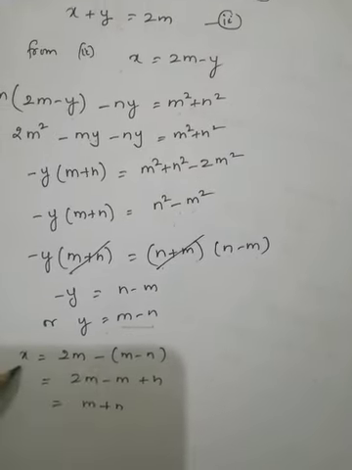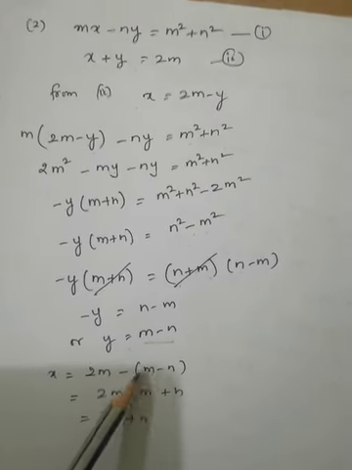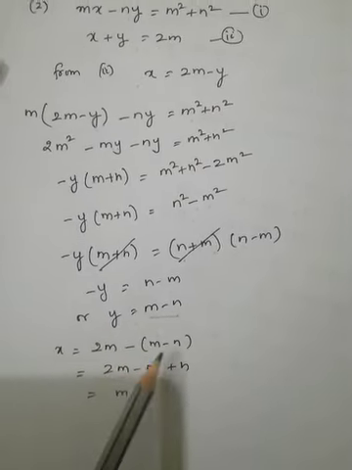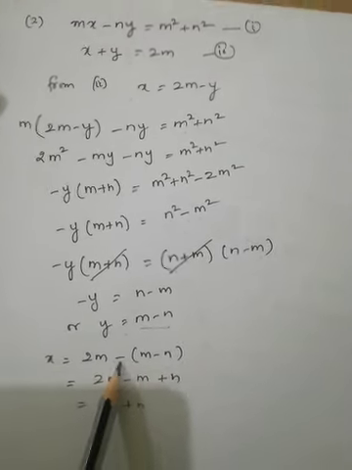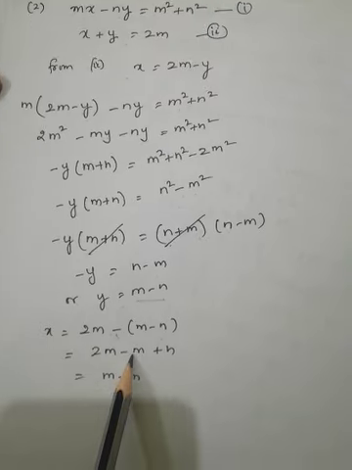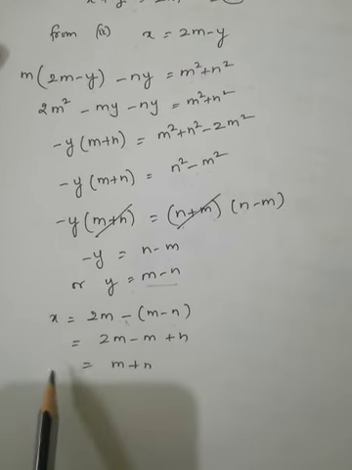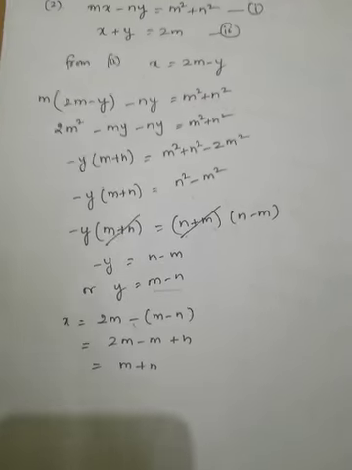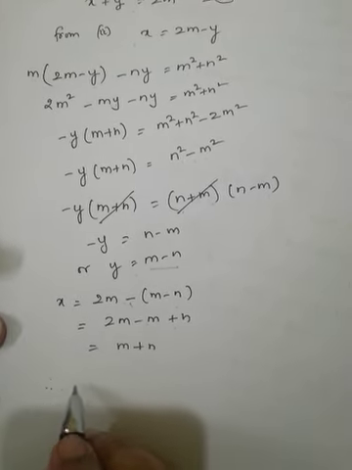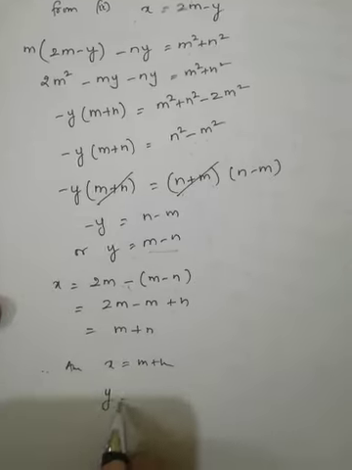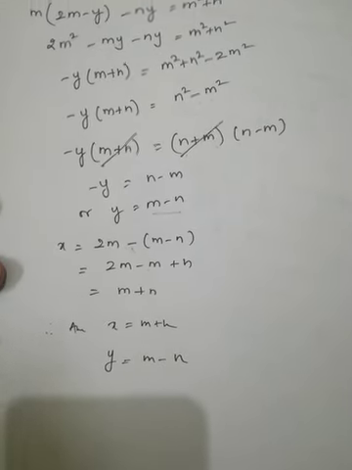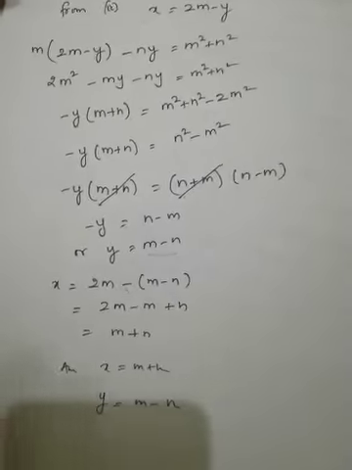Once you get y, you substitute in any of the equations. So in x is equal to 2m, in place of y I have put (m minus n) with bracket. Remember, the bracket has to be there because the minus sign is there. When you open the bracket, it will become minus m plus n. So you get x is equal to m plus n. Therefore, the answer is x is equal to m plus n and y is equal to m minus n. Okay, so this is the substitution method.